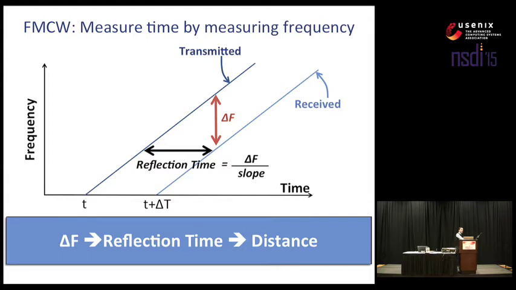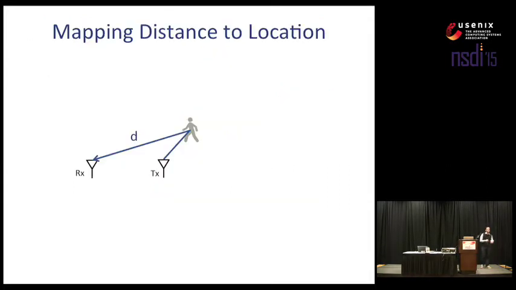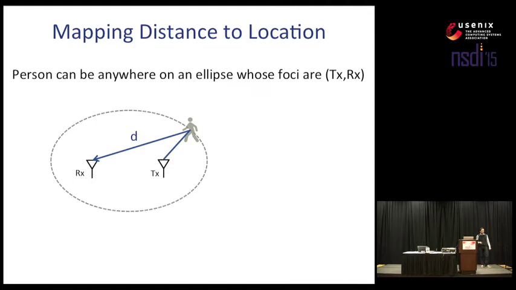Now, if we know the round-trip distance from the transmitter to the person and back to the receiver, then we will know that the person is on an ellipse whose foci are the transmit and the receive antennas. Because any point on that ellipse has the same round-trip distance. To localize the person, all you need to do is to add another receive antenna, intersect the ellipses, and you find the person's location.